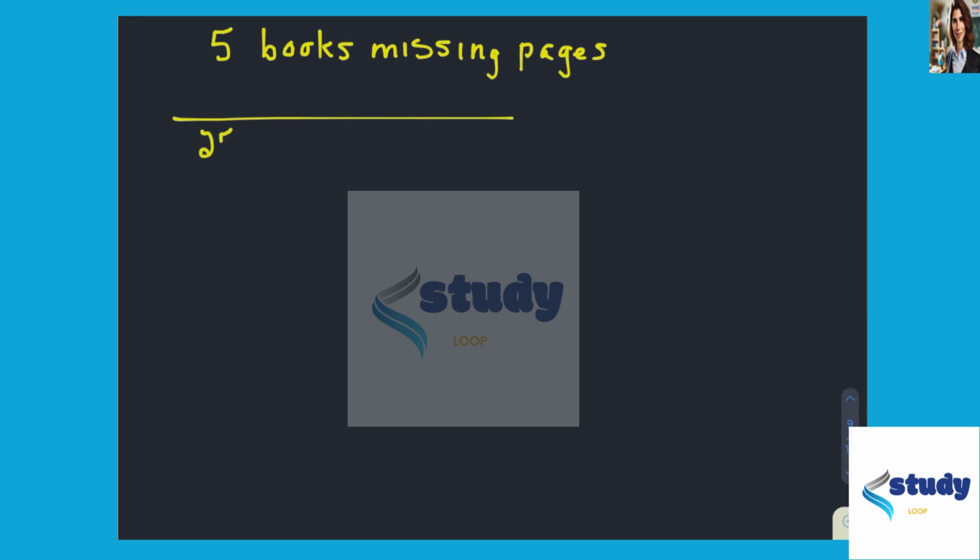Let's start this problem by writing down what we know. We know that there are indeed 5 books with missing pages. We know that in a lot of books, there's a total of 25 books. So if there are 5 that have some pages missing, that must mean that there are 20 books without missing pages.